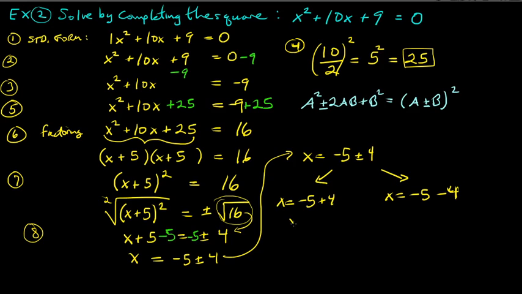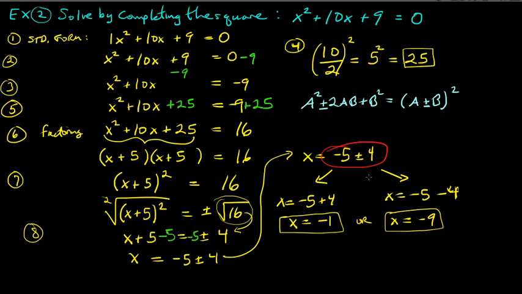Right? Negative 5 plus 4 is negative 1, so there's one answer. And negative 5 minus 4 is negative 9. So there's another answer, right? Two answers. And they did work out to nice numbers here, right? So that's why you can't leave it like this here, right? Because the two numbers are just negative 1 and negative 9. So write them separately, right?